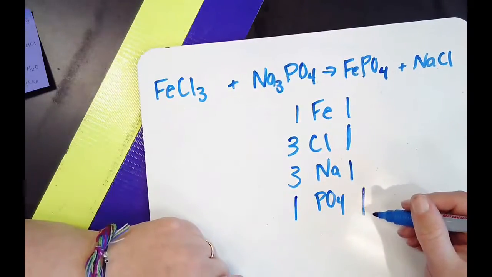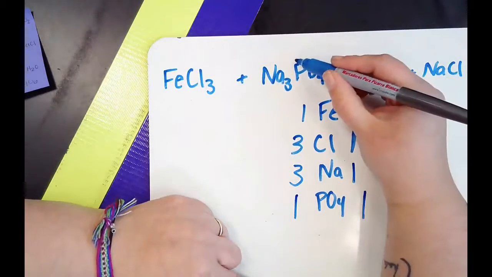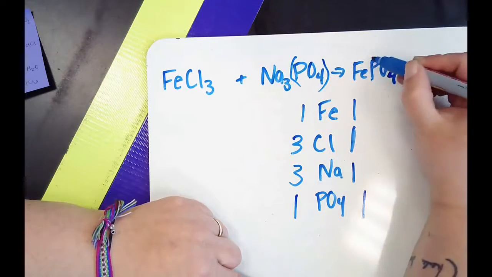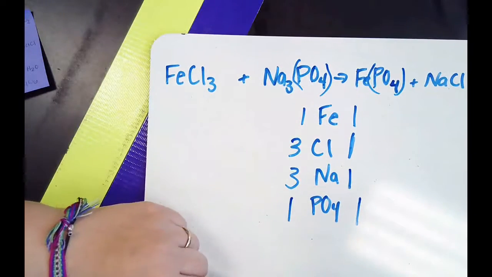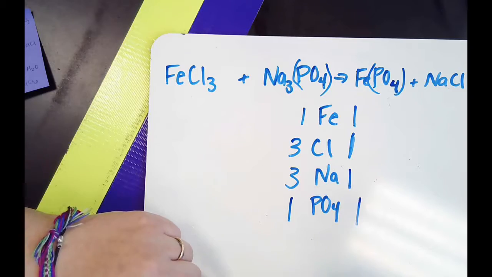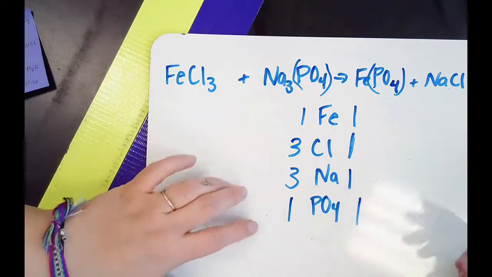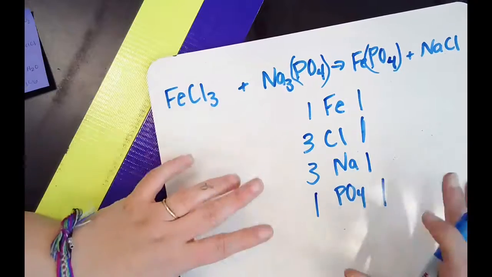You're like, Ms. Latner, how do I know I have just 1? What if I were to put a parentheses right here? Would that make it better? Sometimes we do that with our polyatomic ions, and it helps us remember that they can move as a unit, okay? So let's start balancing this equation.